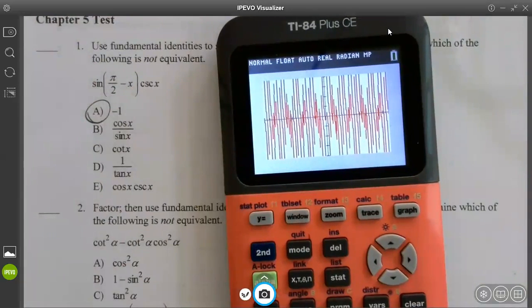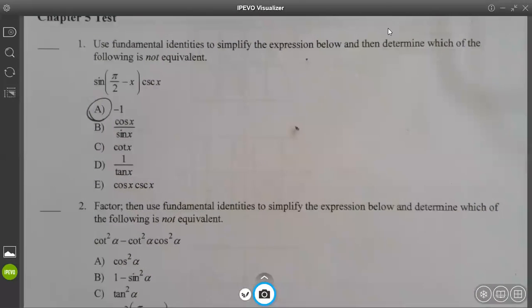And to save time, I'm not going to graph the other ones. How would I put cotan x in my calculator? So if C doesn't work, what do you know about D? It would not work either. Does everybody see that? So the same. And then how would I put cosine and cosecant? Cosine x, cosecant x. How would I put that in my calculator? Cosine x and 1 over sine x. Is everybody good? All right. So number 1 should have been A.